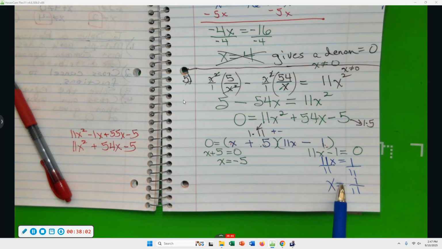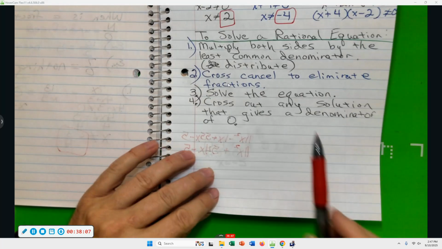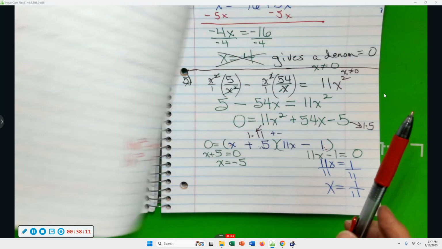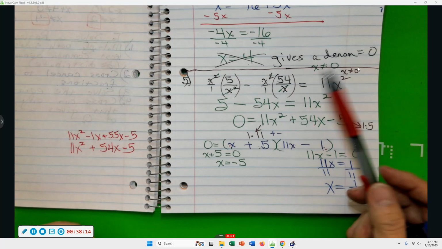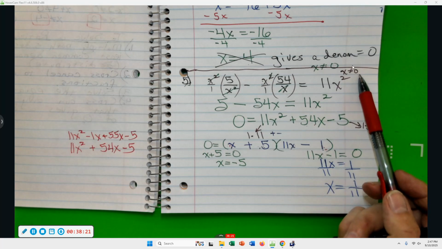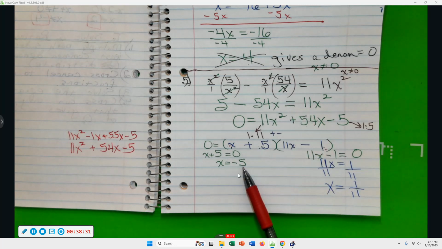What's the last step? We got to cross out any solution that gives a denominator of 0. What's the only number y'all said that would give us a denominator of 0? Look where the mouse is. 0. Yeah, so 0 is the only way you're going to get a denominator of 0. You have to plug in 0 for x. Did we get a 0 for our solutions? So both of these numbers are acceptable.